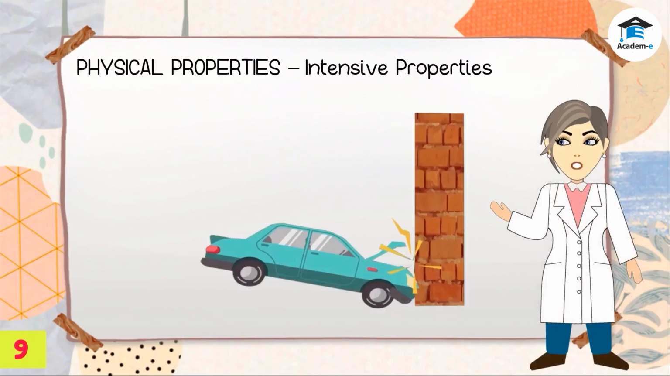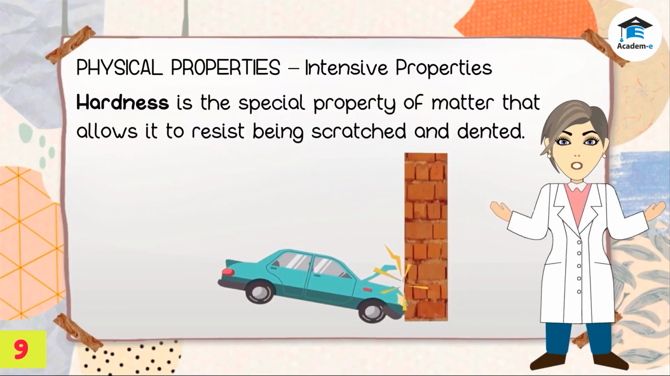If you have seen pictures of a car that had rammed a concrete wall, you must have noticed how the car ended up squashed. This is because the wall was too hard for the car's impact. Hardness is the special property of matter that allows it to resist being scratched and dented. In the case of the wall, it may have been scratched or smashed in some parts, but because of the hardness of the concrete, it was able to resist the impact of the car's crash. The wall may have sustained damage, but only less than the damage on the car.